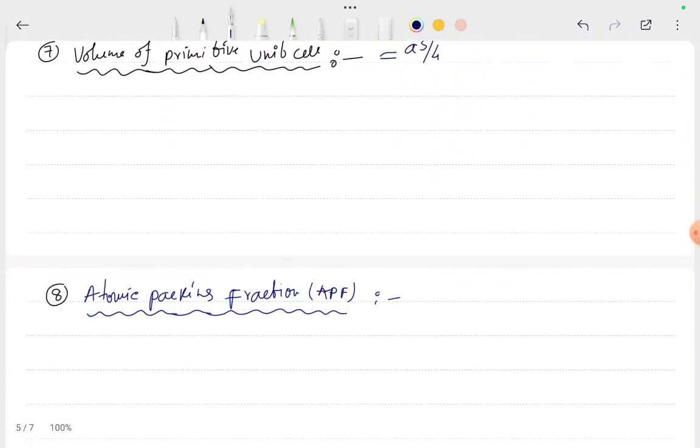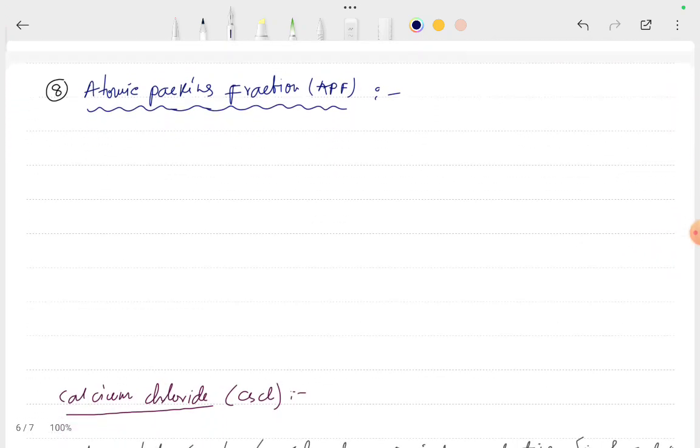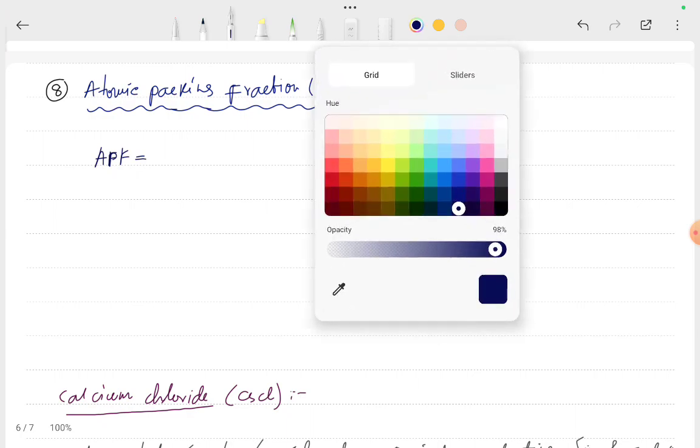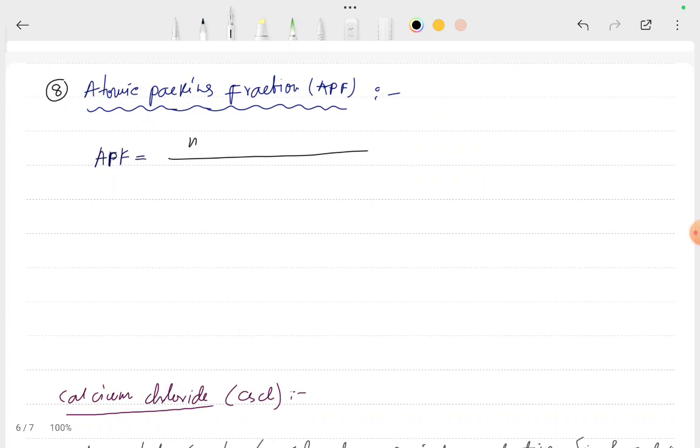Next point is very important, the atomic packing fraction of diamond crystals. It is a very important question for your IIT JAM and all examinations. What is the mathematical form of atomic packing fraction? APF is equal to, actually, effective number of atoms into volume of one atom by volume of unit cell. ये तो होता है, but volume of one atom, effective number of atoms you already calculated, right? This is the value 8.